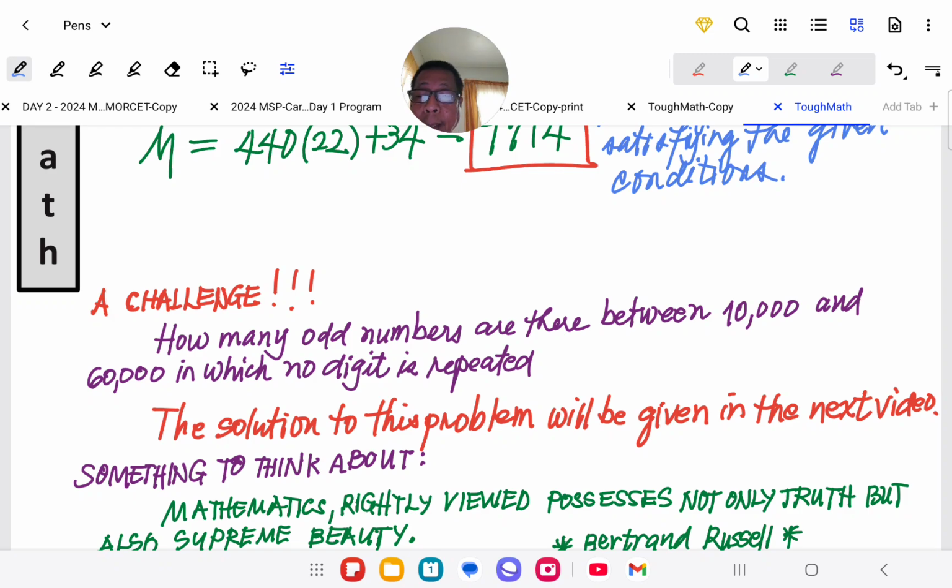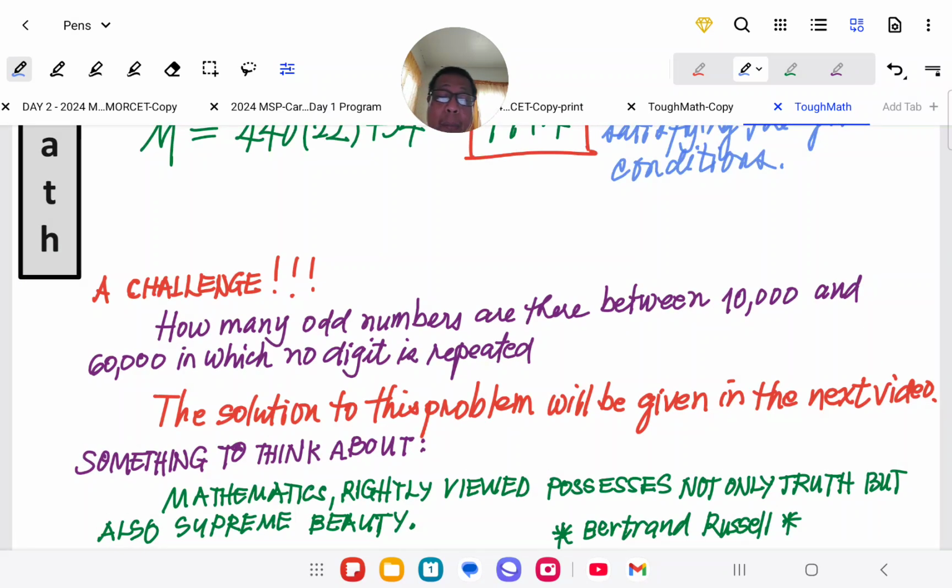And again, I would like you to think about this. The following is an opinion about mathematics, according to Bertrand Russell. He said, mathematics rightly viewed possesses not only truth, but also supreme beauty.